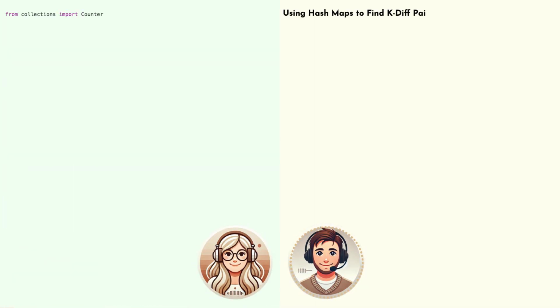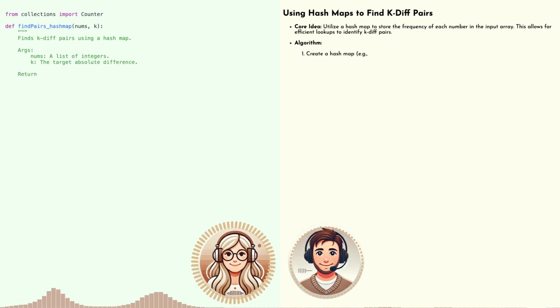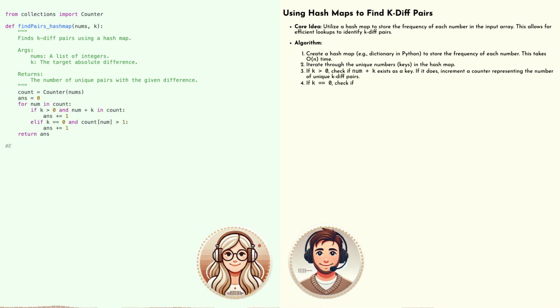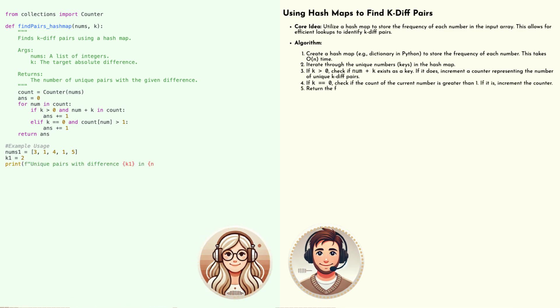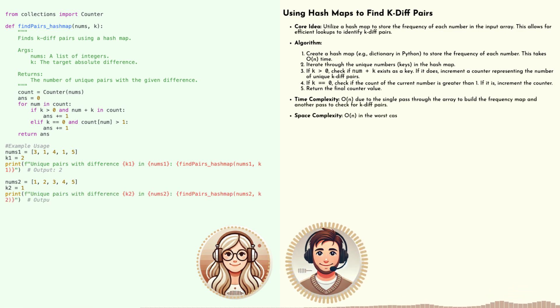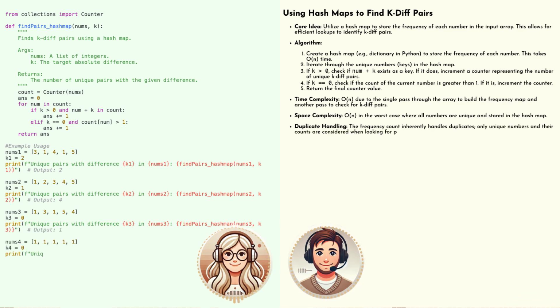That makes sense. So how does this help us find K-Diff pairs? Well, for each number in our array, we figure out its complement. Remember how we were talking about needing two numbers that are k units apart? The complement is just the other number that would make a K-Diff pair. Let me see if I get it. So if our k is 2 and our current number is 3, its complement would be 5 because 3 plus 2 equals 5. You got it.